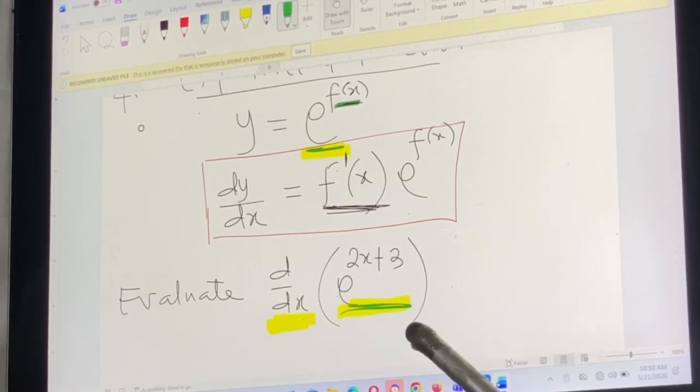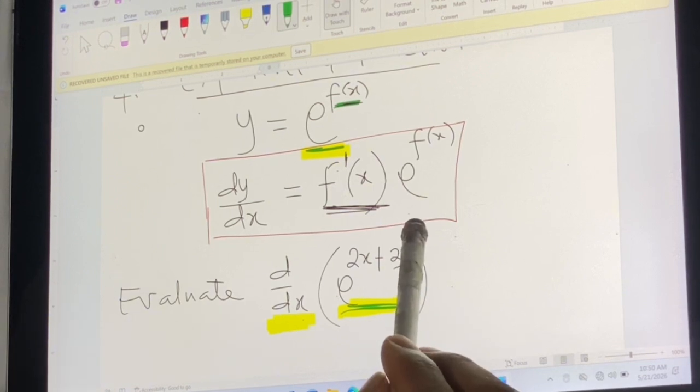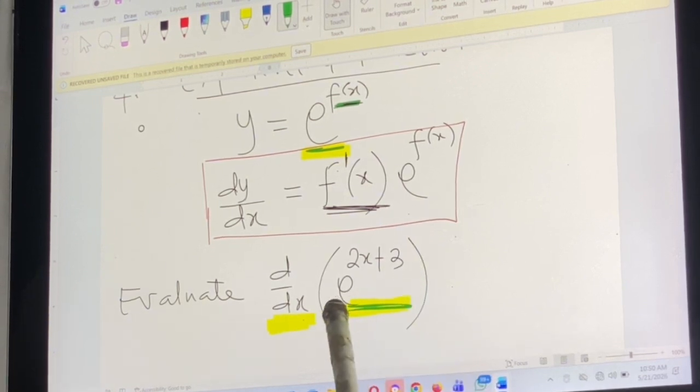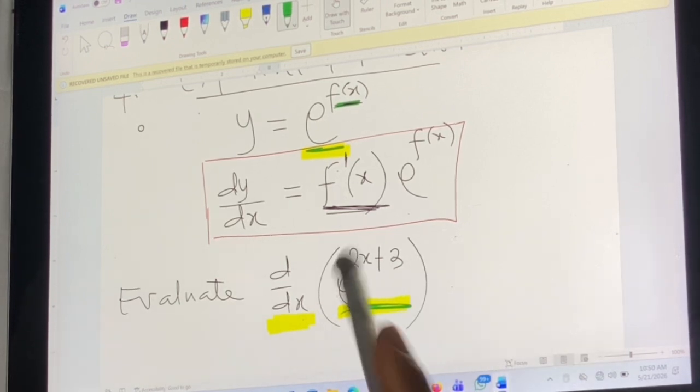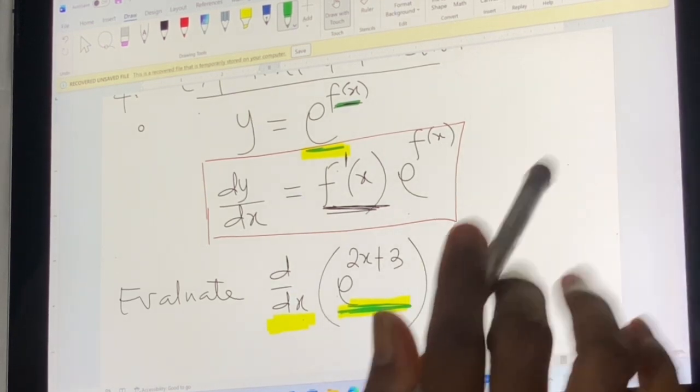Please don't mistake this with chain function. For chain function, you must have a bracket. You must have a power at the top of the bracket. But at this point, there is no power on this bracket. So it means differentiate this guy here. So let's differentiate this guy here.